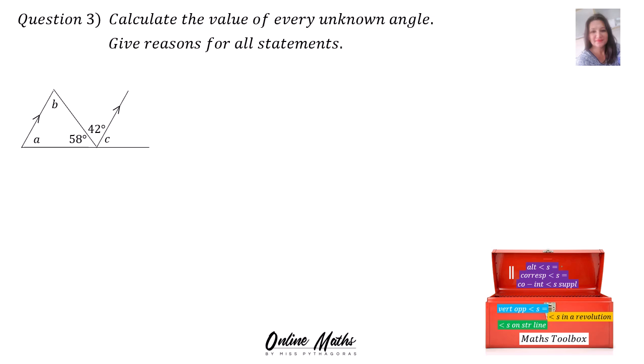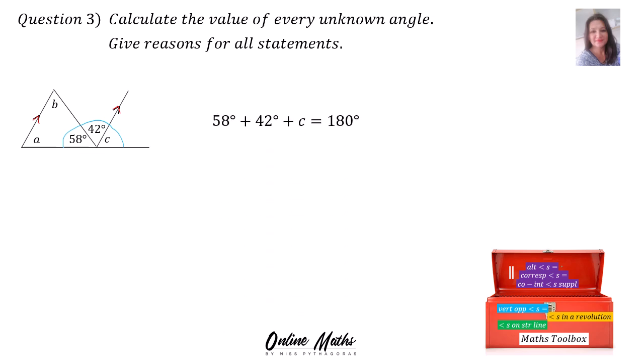Question 3. Calculate the value of every unknown angle. Give reasons for all statements. Now, when you go to your sketch, suddenly you find there's 2 parallel lines and there is also here at C a straight line with 3 adjacent angles on a straight line. So now let's start with C. You don't have to start with A. You can start anywhere. And the obvious thing is to start with C, since there's a straight line and 3 adjacent angles on your line.